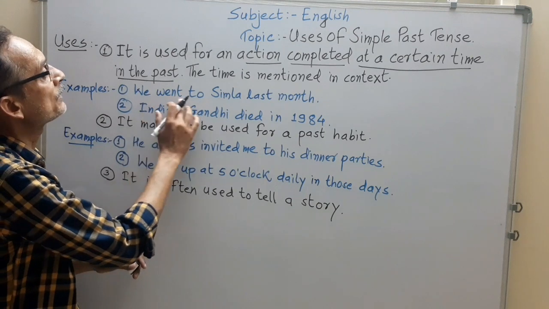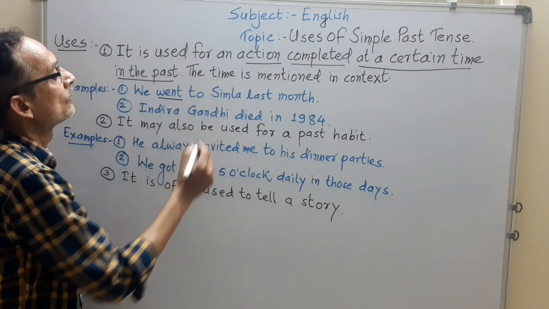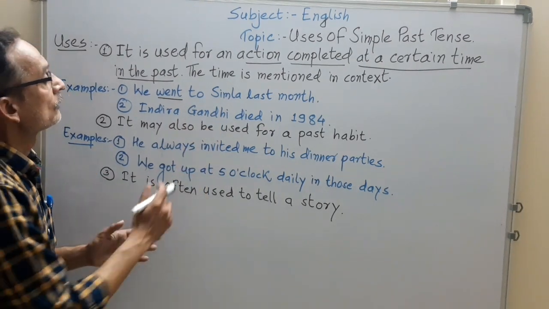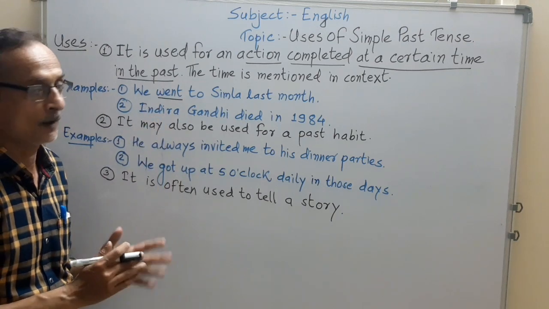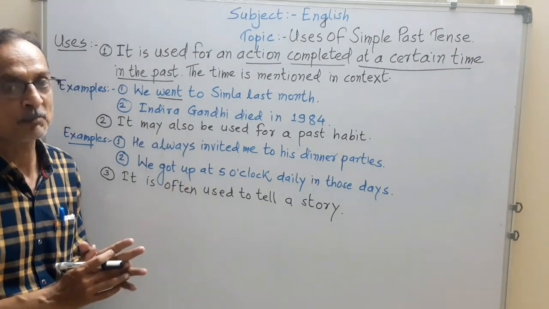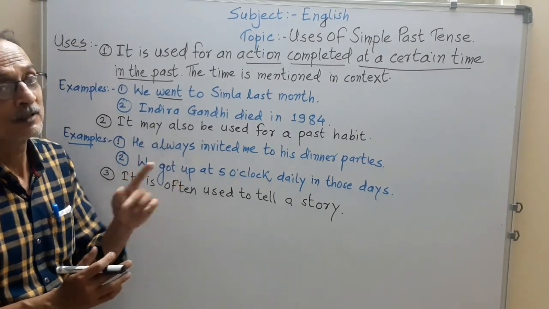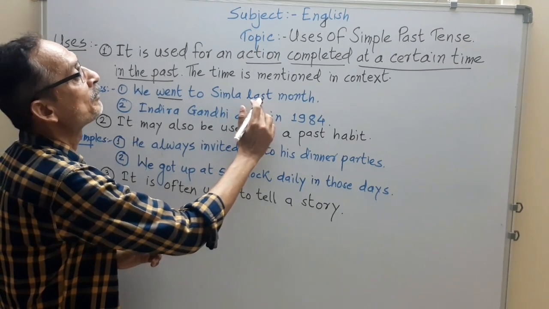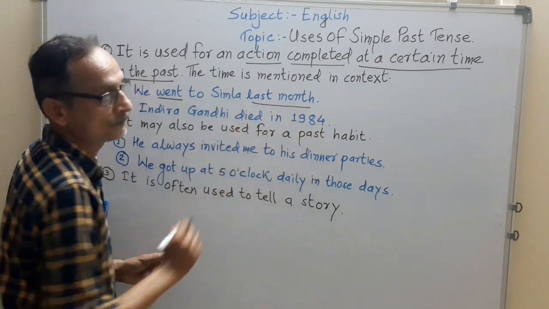First, we went to Simla last month. Here the speaker went to Simla. The action is completed in the past. He went to Simla last month, which means the time is mentioned in this context, in the last month.